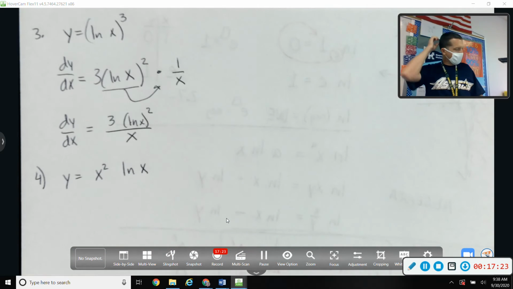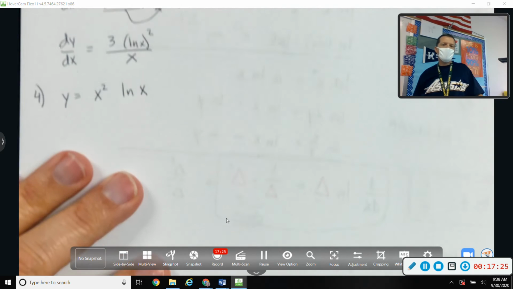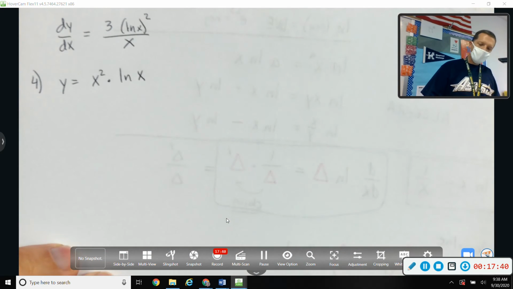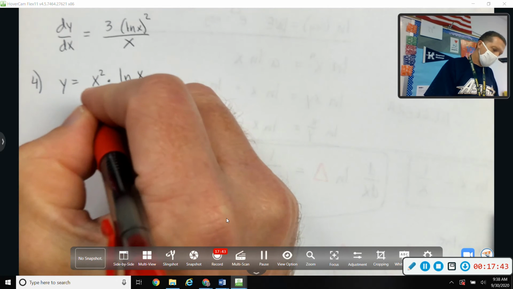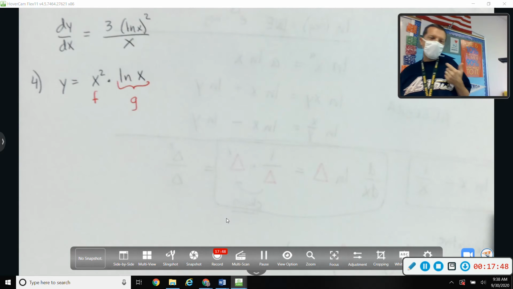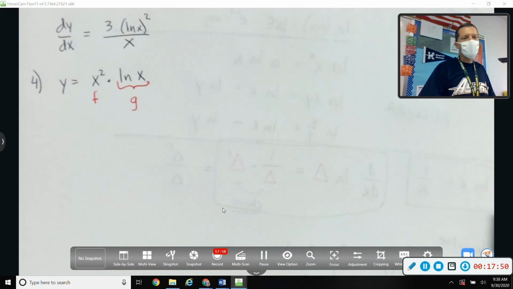Y equals x squared times natural log of x. So obviously natural log is involved, but what big rule do we hopefully notice that we'll need to use on this one? Product rule, because it's x squared times natural log of x. So why don't you try this one? And since it's new, I'd probably label the pieces and show my work for product rule. If you're really confident, you could do the product rule in place. So give that one a try.